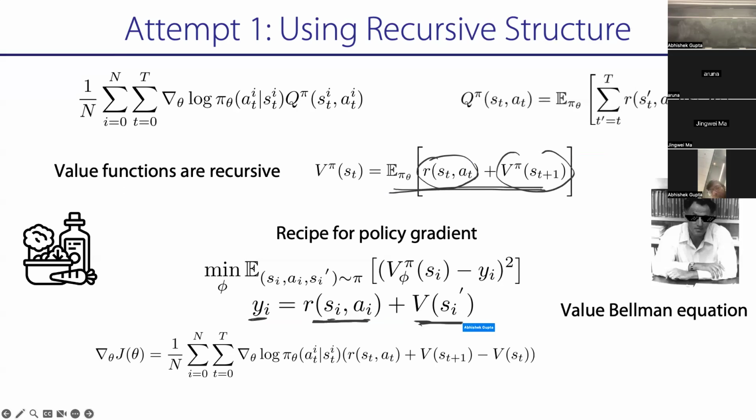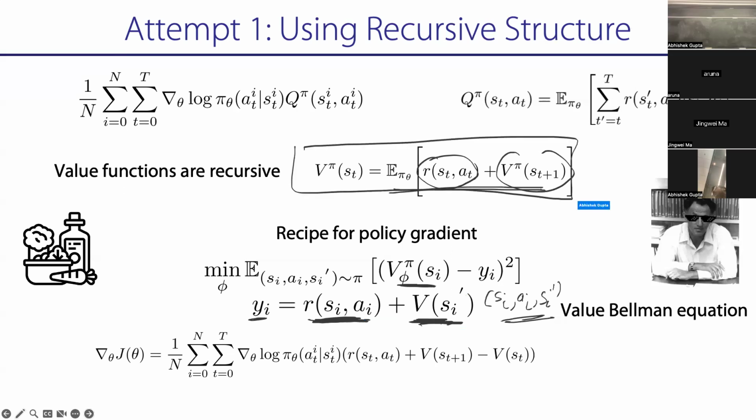And so it's the future value at s prime. If your transition is s, a, s prime, your future value is V of s prime. So your target is the current reward plus the future value. And so you're trying to make the current value as close as possible to the current reward plus the future value, which is basically what this recursion tells us.